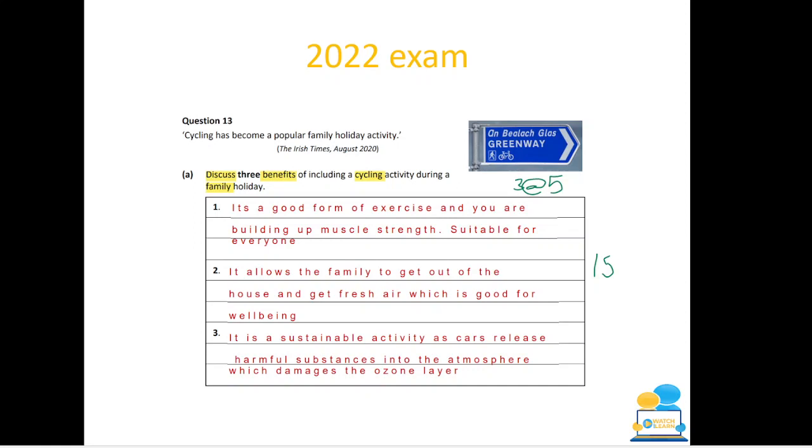This is from the 2022 exam. So this was from question 13. Cycling has become a popular family holiday activity, okay? So you see I've highlighted discuss, which means it's a long, detailed answer, so you're going to have to state, explain, example.